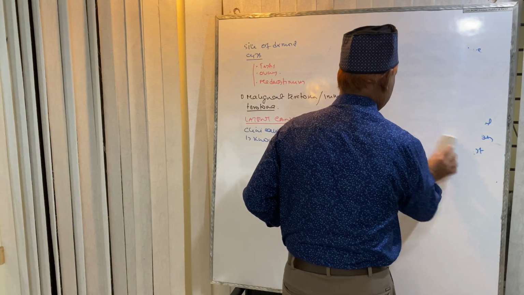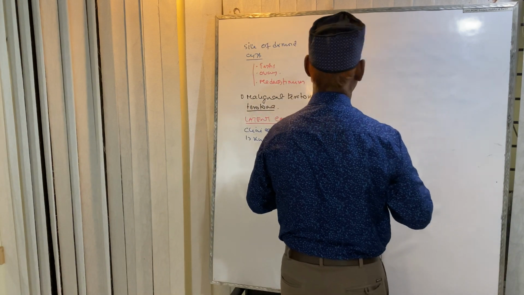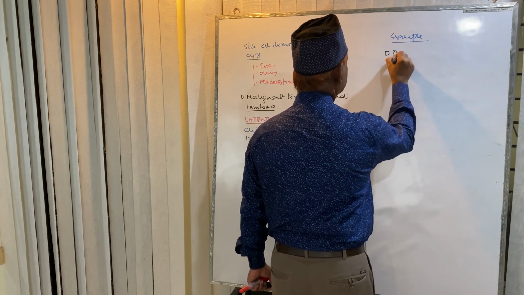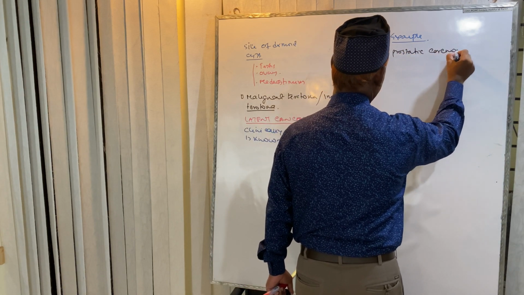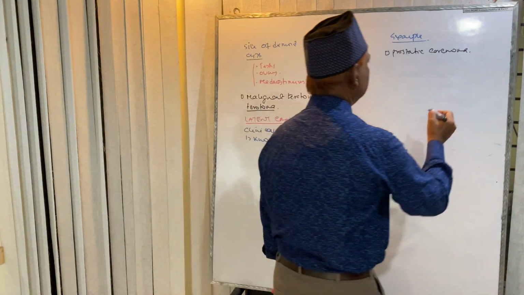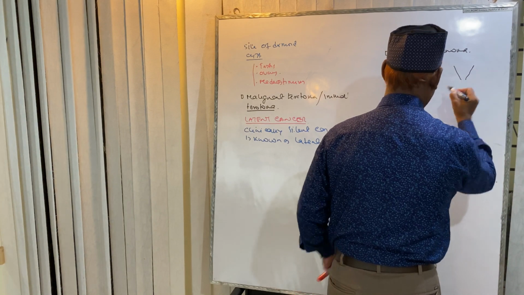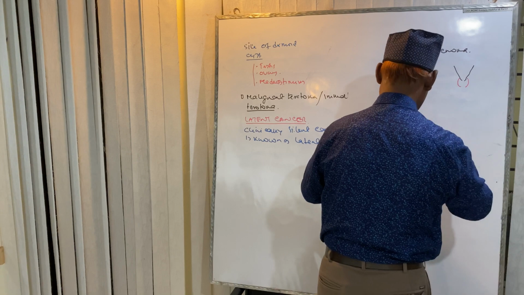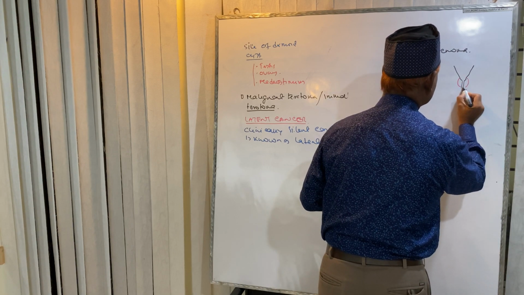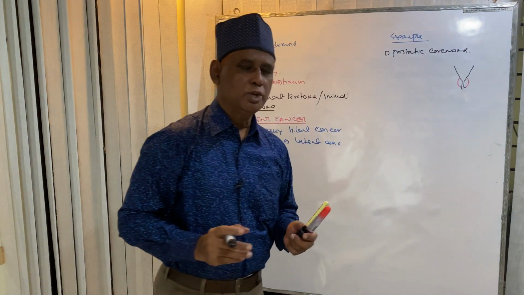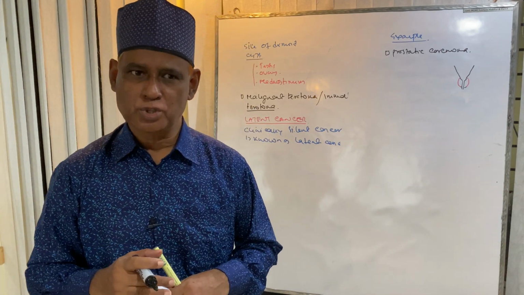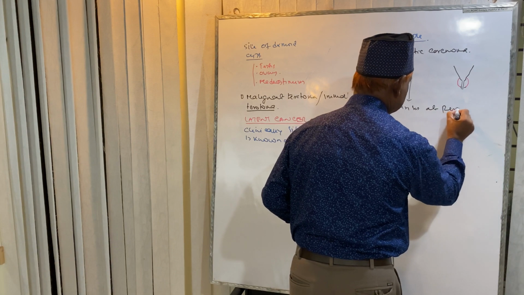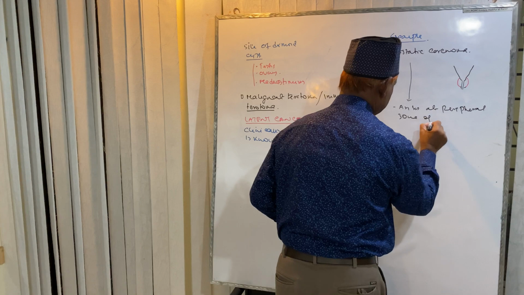Now come to examples of latent cancer. One is prostatic carcinoma. Prostatic carcinoma denotes, if this is the urinary bladder and if this is the prostate, you know, prostatic carcinoma occurs in the peripheral zone of the prostate. So prostatic carcinoma arises at peripheral zone of prostate.